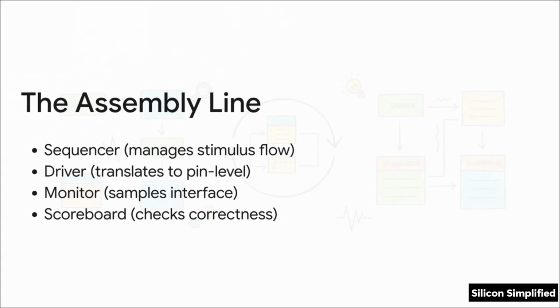Then you have the driver. The driver takes those abstract items and actually translates them into low-level pin signals to drive the DUT interface. Meanwhile, the monitor is sitting there observing. It samples that DUT interface and converts the pin-level responses back into high-level transactions. And then, sitting just outside the agent, we've got the scoreboard. The scoreboard collects these responses and checks them against a reference predictor model, just to make absolutely sure everything is acting exactly how it should.